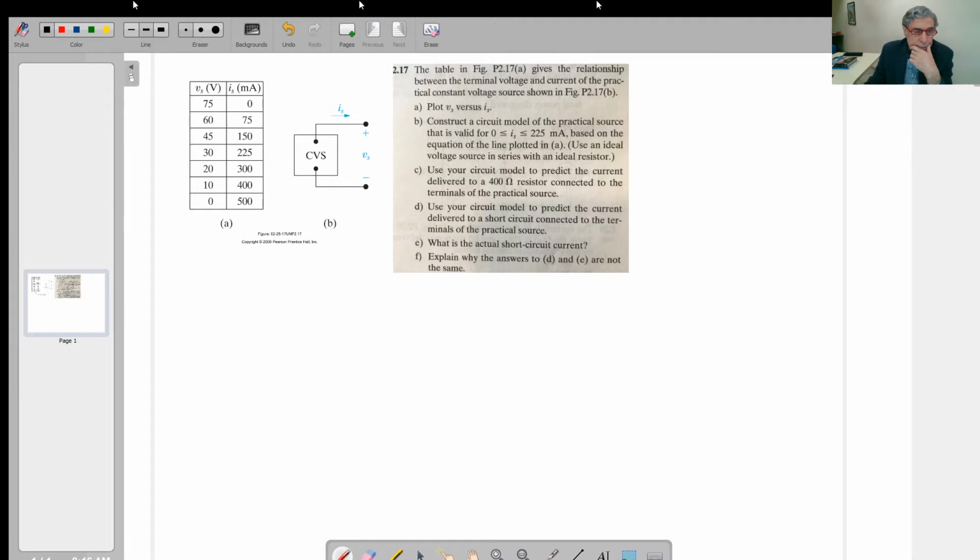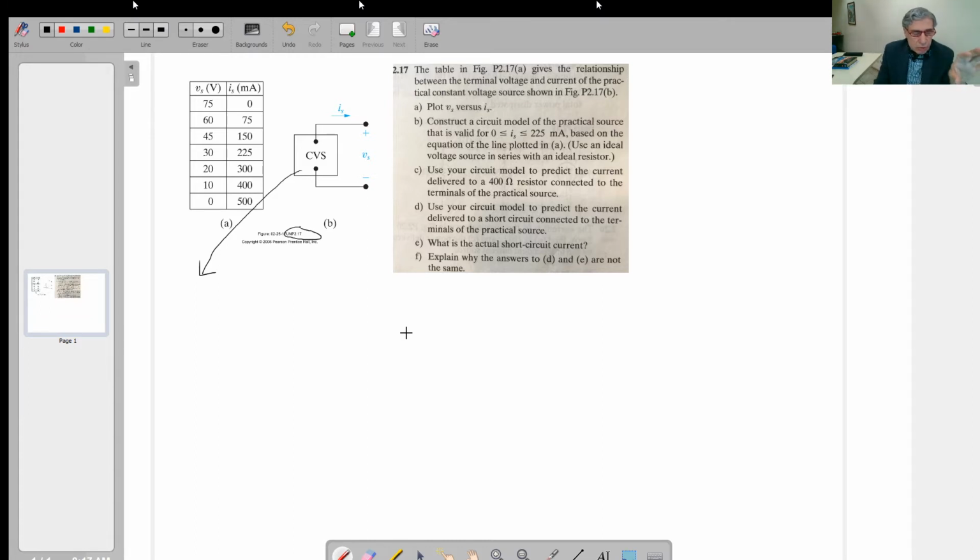This is a manual calculation example for the second chapter. This example is the one in the book, chapter 2.17. There is a list given to us here saying that this CVS corresponds to a constant voltage source. So let me open that a bit.